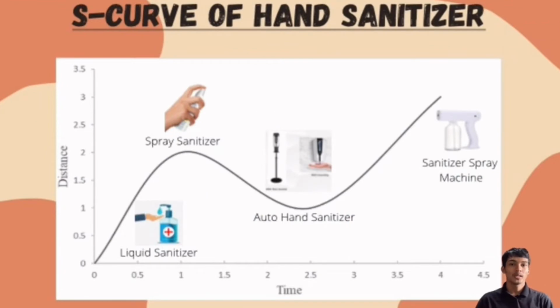And for the last part, it is for the S-curve of the hand sanitizer. Before COVID, most of us use the normal way of liquid sanitizer, which is sold in pharmacy.